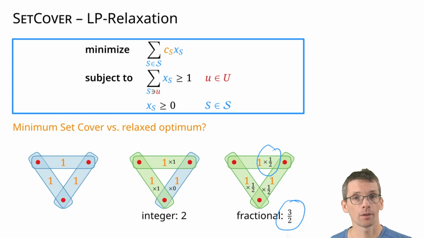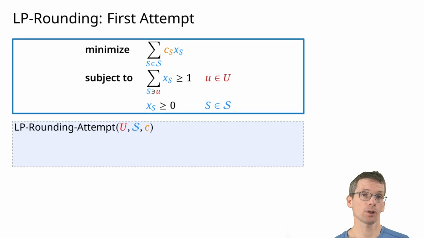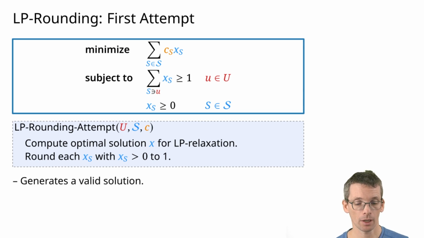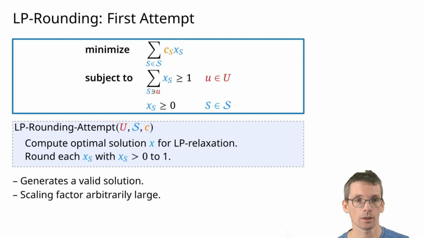So here the optimal solution to the relaxed LP is better than the optimal solution to the ILP, so we have to round. Let's first try something very trivial: let's simply round anything that is non-zero up to 1. In this way, we definitely guarantee a valid solution, but the problem is it might be arbitrarily larger than the optimal solution to the set cover problem.